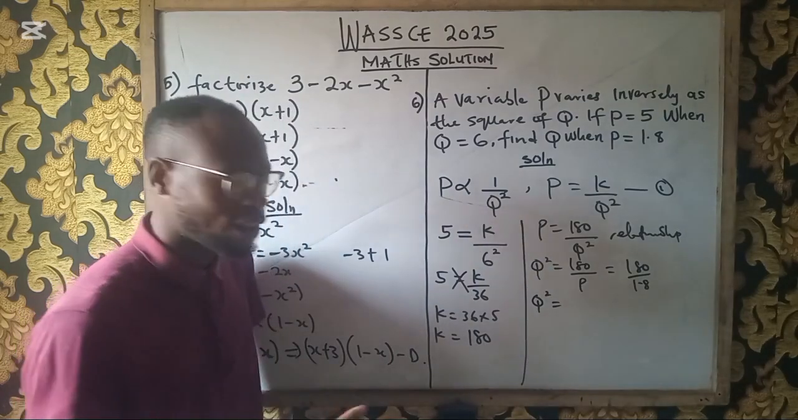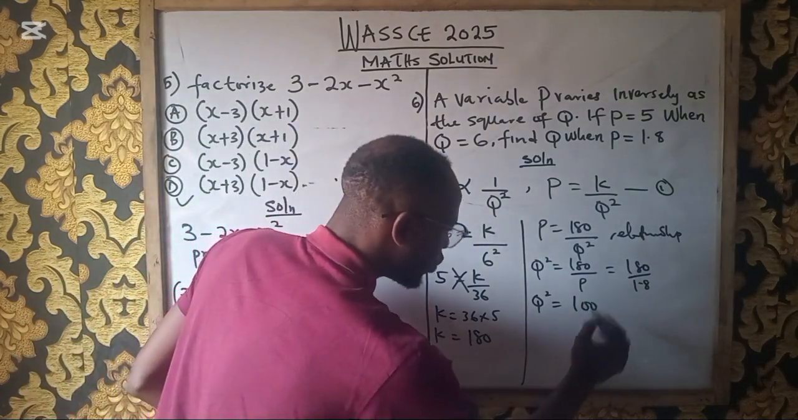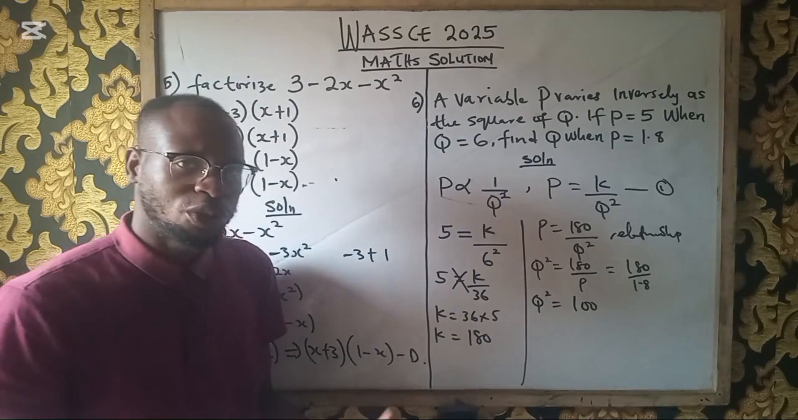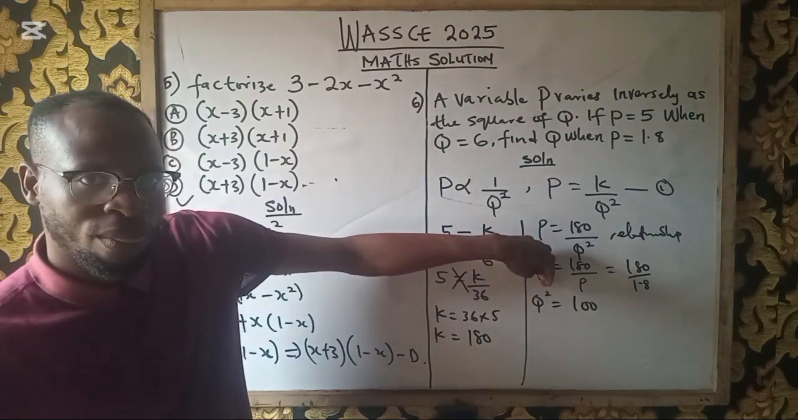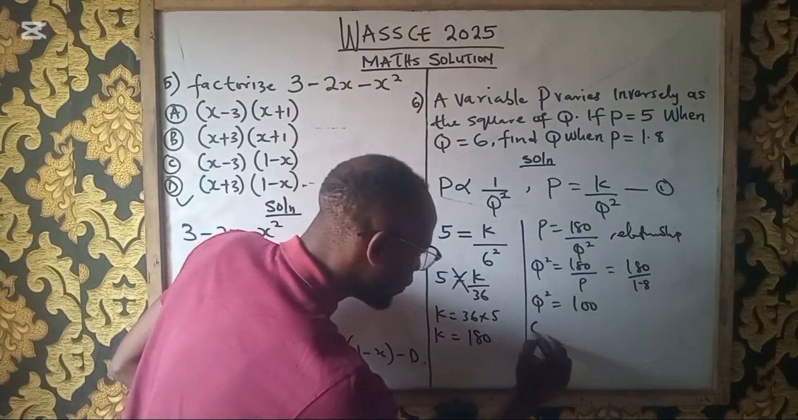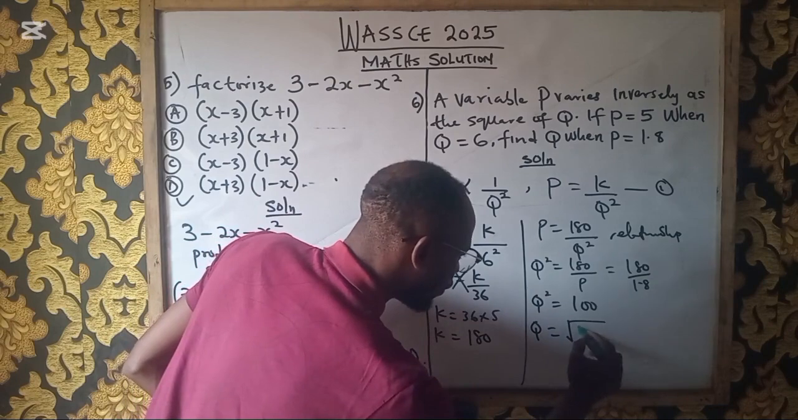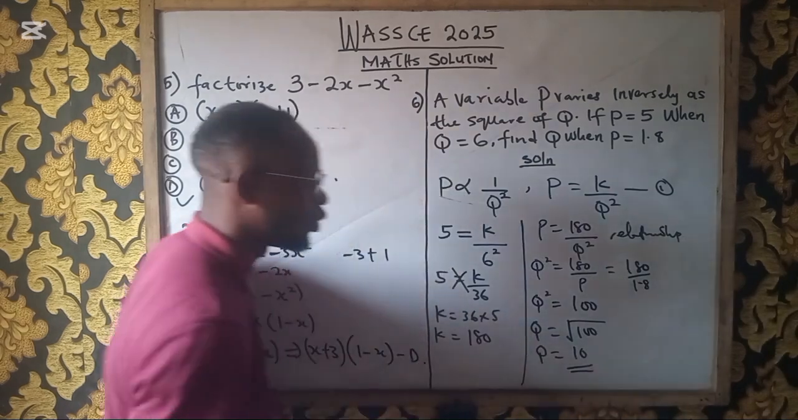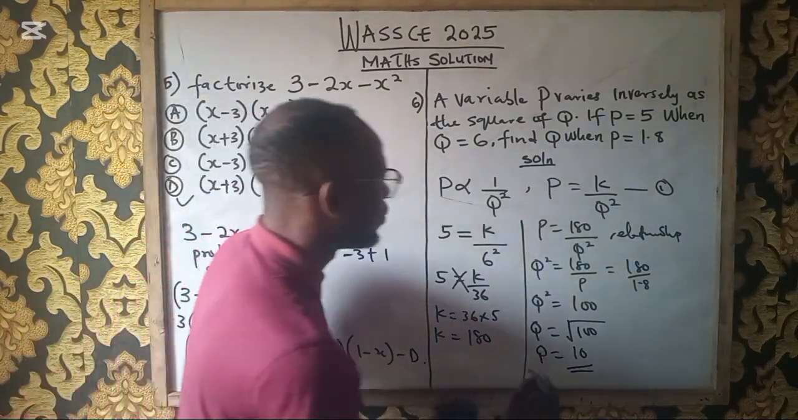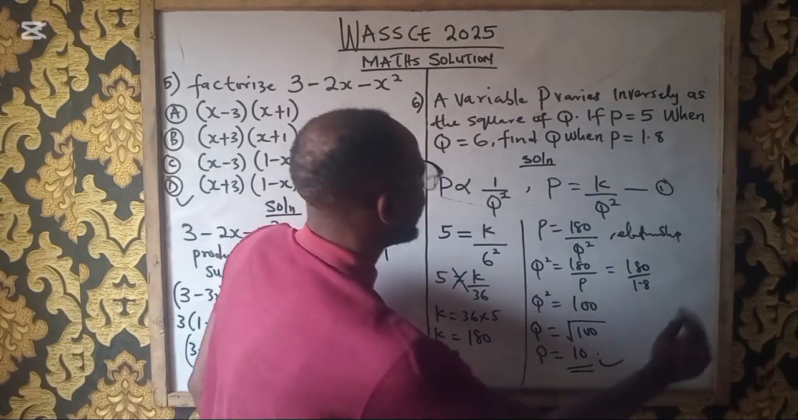That should give us 100. So this is 100. What we are looking for is the value of q, not q squared, so you are expected to take the square root of both sides to eliminate the square. Therefore q will be equal to the square root of 100. So q equals what? 10. So we have gotten the value of q to be equal to 10, and that is the final answer to that problem.